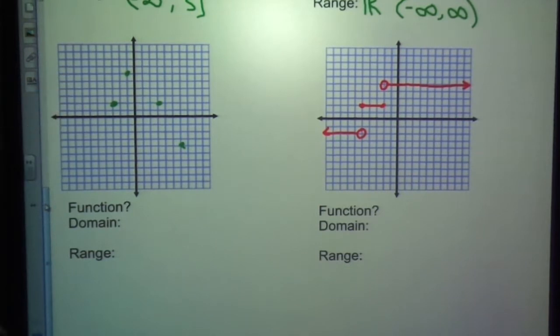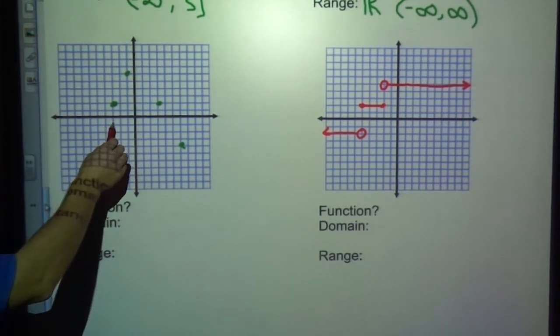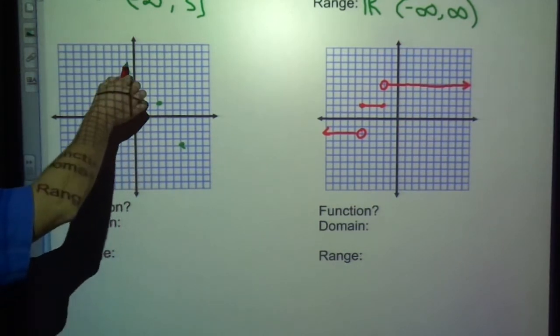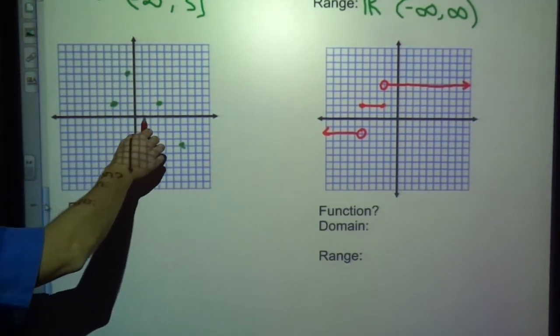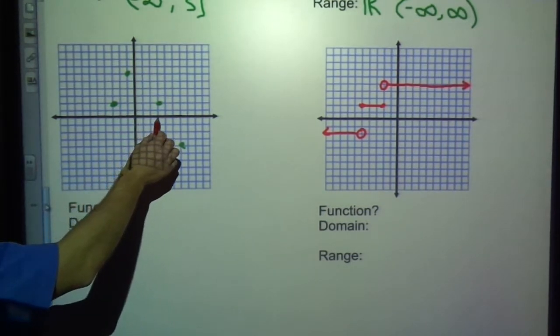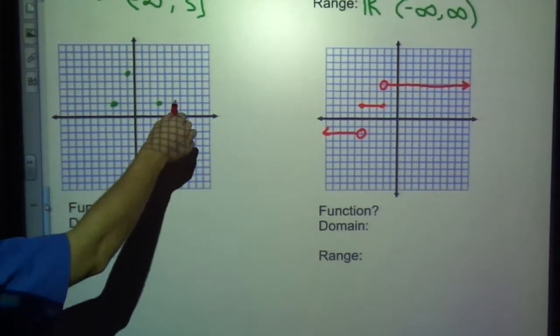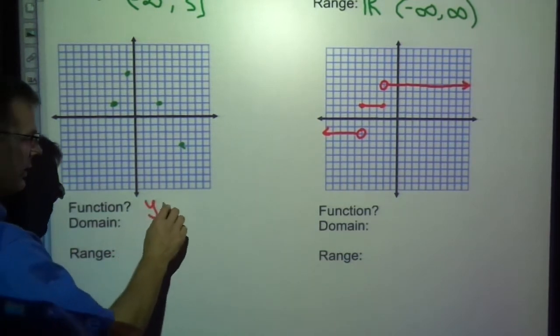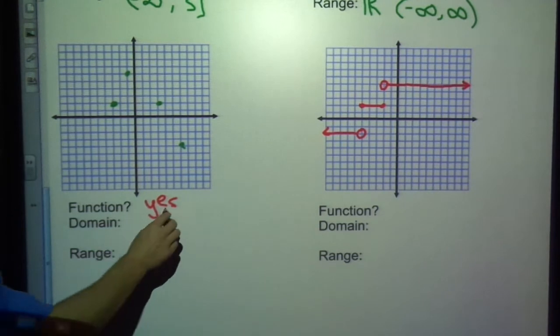Is this a function? Again, I'm looking. The x value of negative 3 only has one y value. The x value of negative 1 only has one y value. The x value of positive 3 only has one y value, and the x value of 6 only has one y value. Each x has only one y. So yes, we would call this a function.